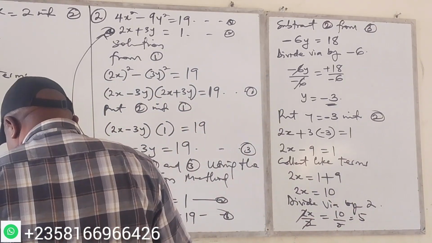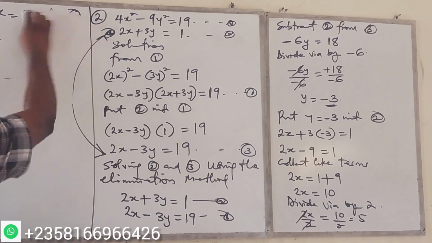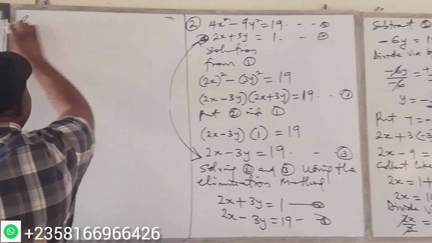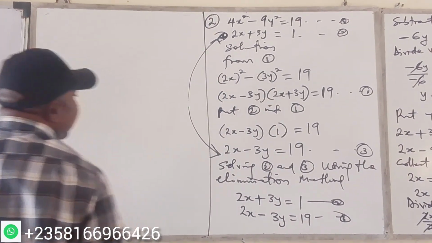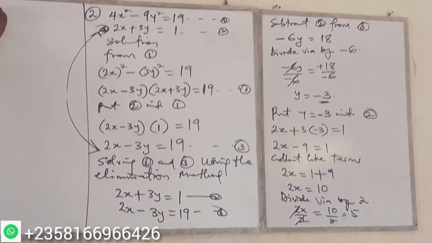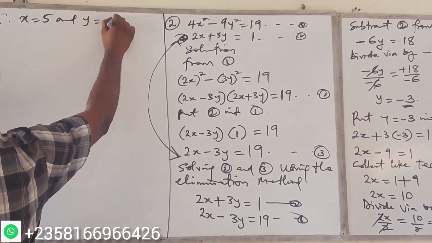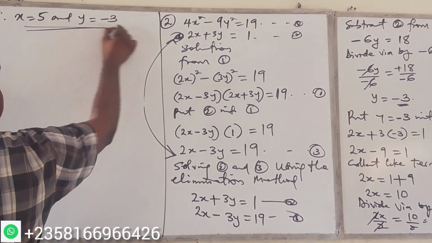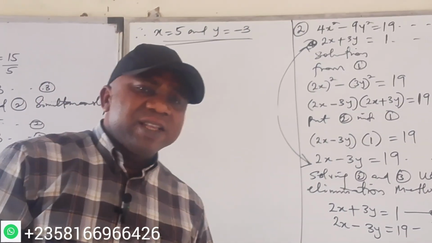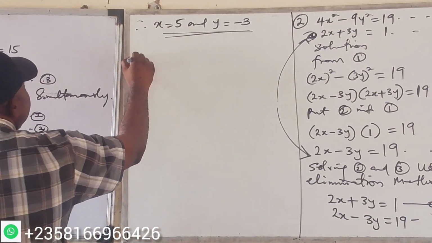So it therefore means that the value of x is equal to 5 and the value of y is equal to minus 3. Yes, so these are the values of x and y. So we are going to look at another example, the last example. Yes, so now let's look at example 3.